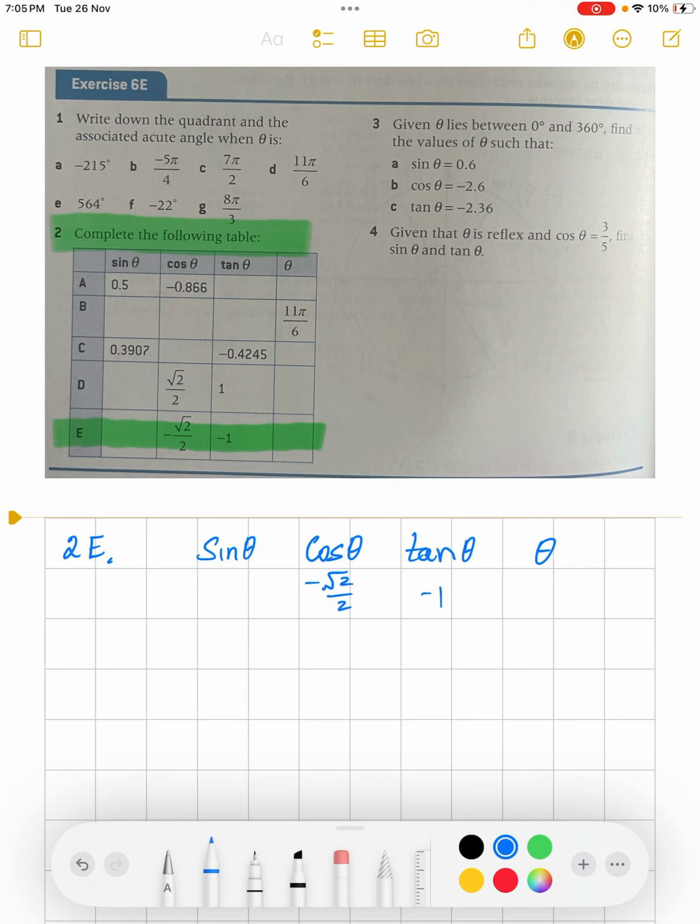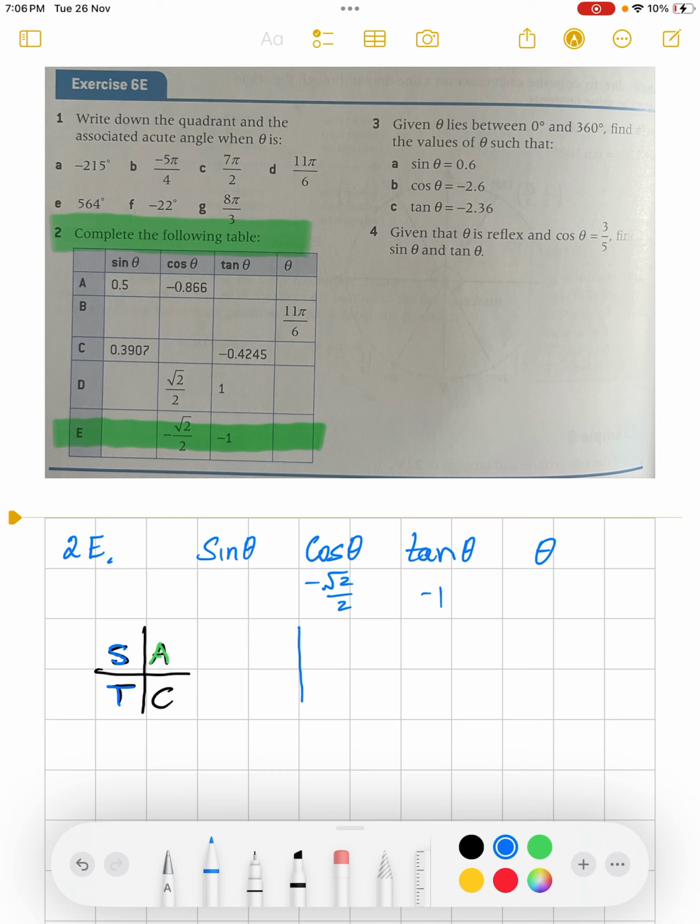If you did the last question, you would possibly already have a fair idea of how this is going to go. But before I start, I like to tell you what my tools are. I like the CAST rule, C-A-S-T, which means in quadrant 1, they're all positive. In quadrant 2, only sine is positive. In quadrant 3, only tan is positive. In quadrant 4, only cos is positive.